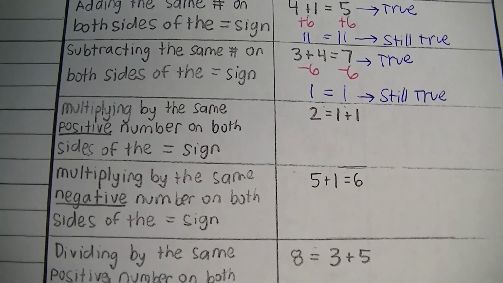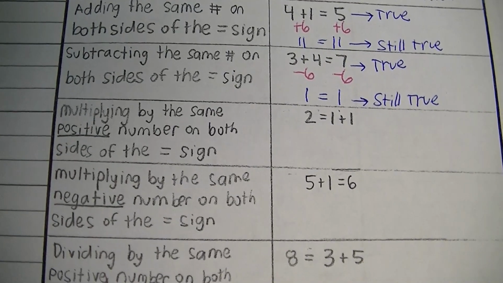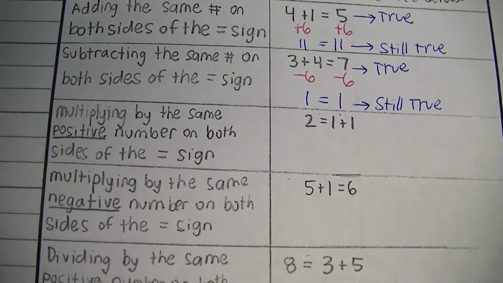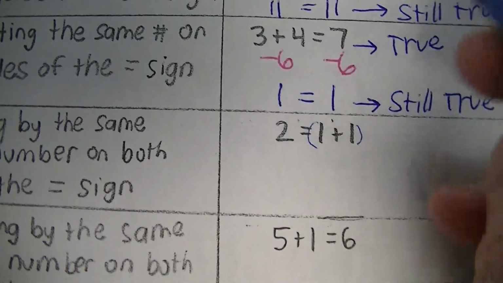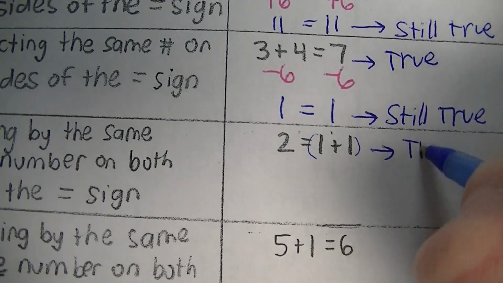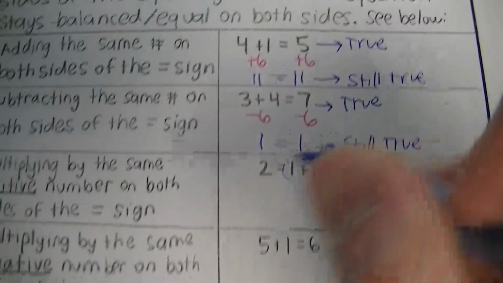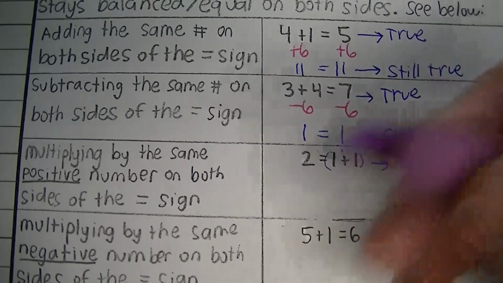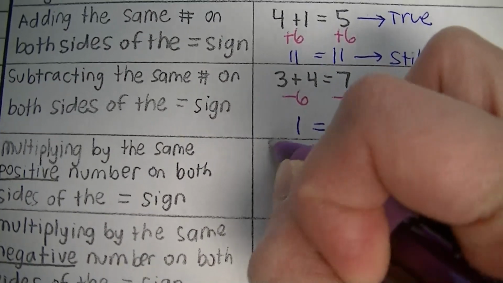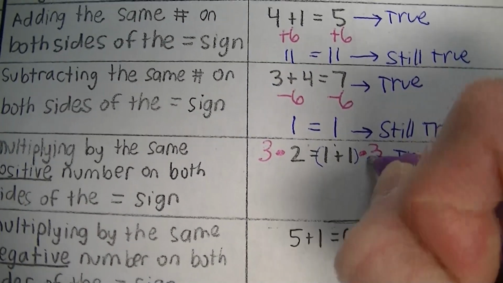All right, let's see what happens when we multiply by the same positive number on both sides of the equal sign. So let's check and see if this is true. 2 is equal to 1 plus 1. Yep, that's true. All right, so let's multiply by the same number on both sides. Let's multiply by 3, positive number. So times 3 here, and then times 3 over here.